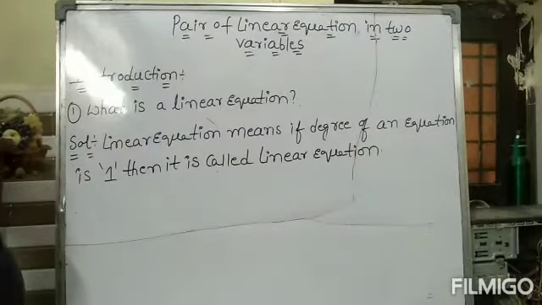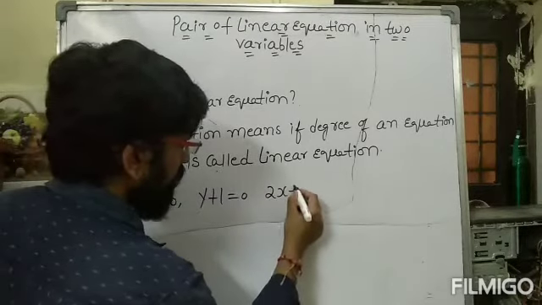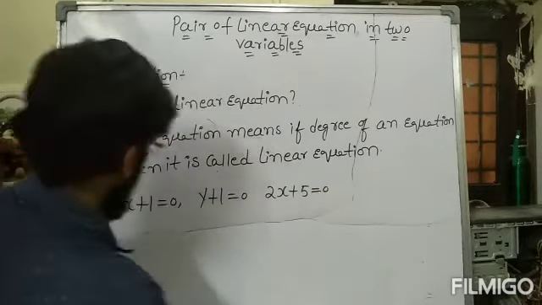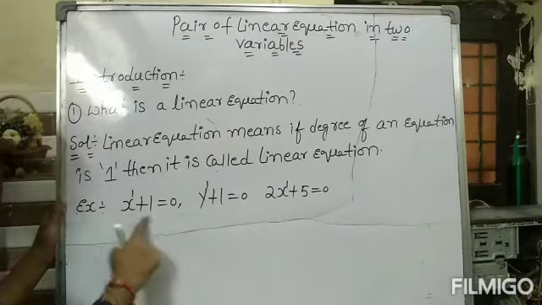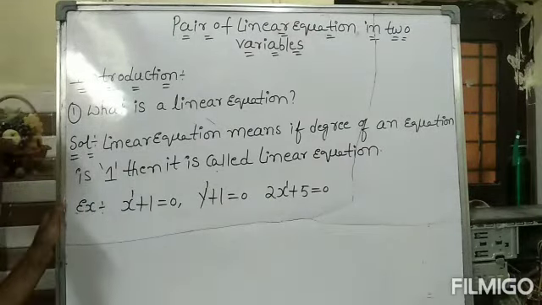Example: x plus 1 is equal to 0, y plus 1 is equal to 0, 2x plus 5 is equal to 0. Here the degree is 1 in each, so this is called a linear equation. But this is a linear equation in one variable.